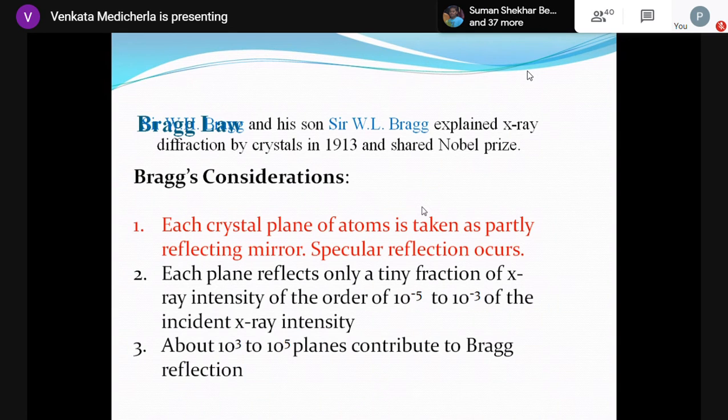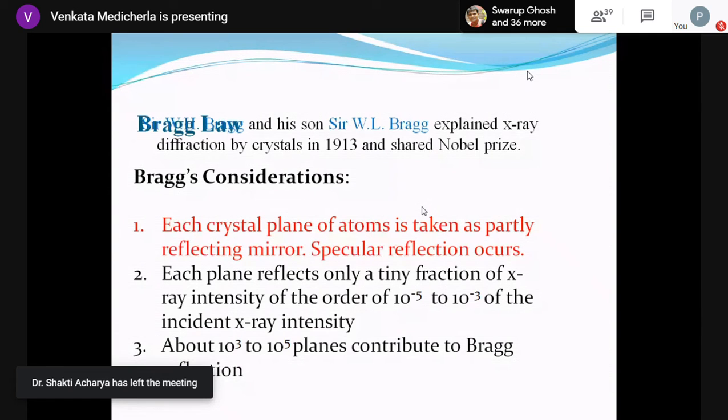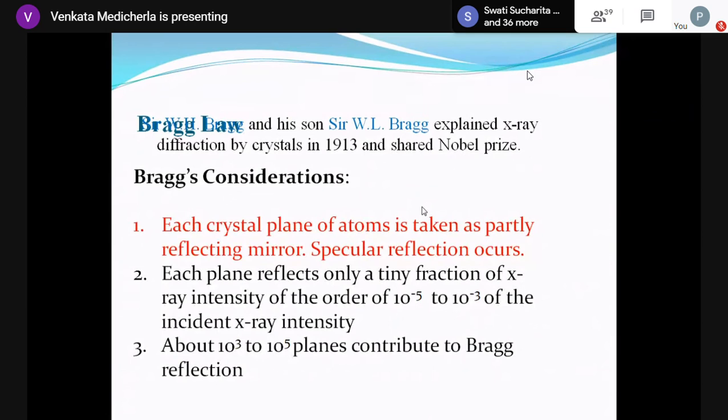That means for one ray to get completely reflected, it interacts with at least 10 to the power 3 planes, or sometimes up to 10 to the power 5 planes. So slowly, one by one, it gets reflected. The first ray is reflected by the first plane, then the second one is reflected. When all the reflected rays interfere constructively in a particular direction, you get maximum X-ray intensity. In some other direction, they may interfere destructively, and there is no intensity.